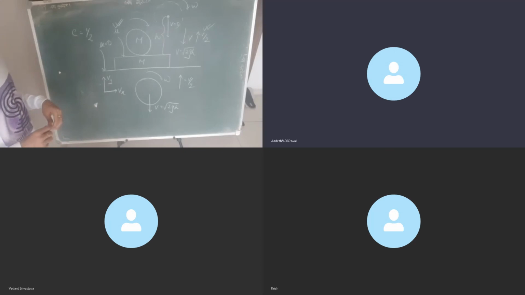Correct? Say yes or no. So it will start from the ground, so it is to move upwards, but at the same time, it will have an affiliation to move away from you. Say yes or no?